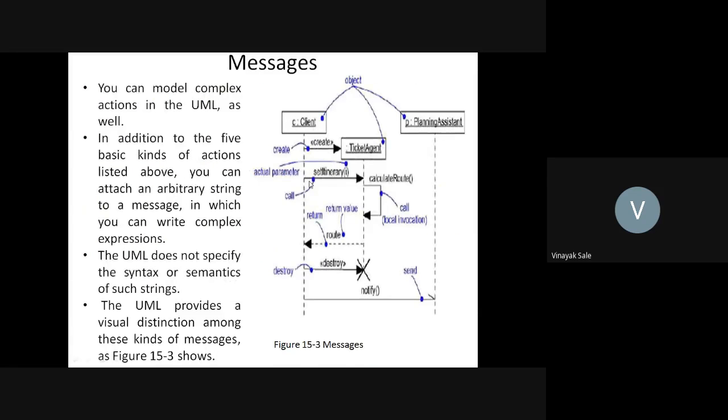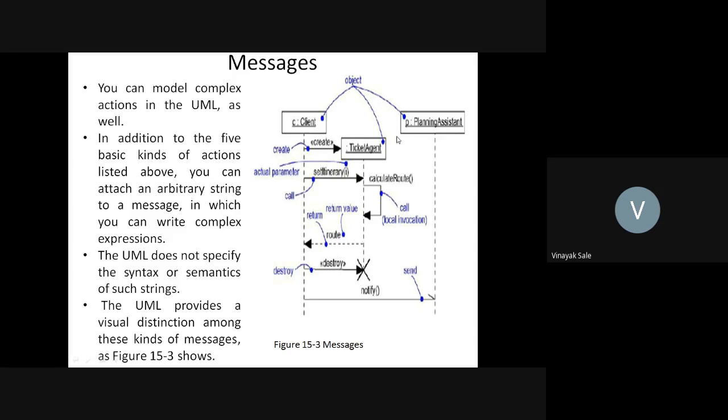So with messages, you can model complex actions in the UML as well. In addition to the five basic kinds of actions listed above, you can attach arbitrary strings to a message in which you can write complex expressions also. UML does not specify the syntax or semantics of such strings. So UML provides a distinction among these kinds of messages, as shown in the figure.